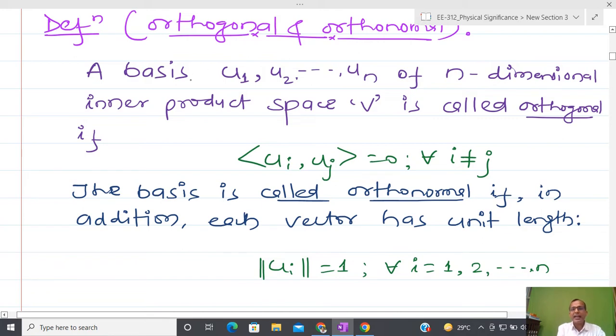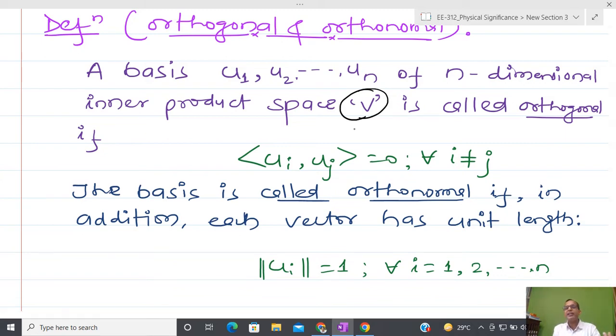So I am going to define orthogonal and orthonormal. Suppose I have an n-dimensional inner product space. Inner product space means I have a vector space, and I know how to define the length of a vector. In order to define the length of a vector I need the norm, and the norm is formed from the inner product: if I take the inner product of an element with itself and take the square root, that forms the norm.